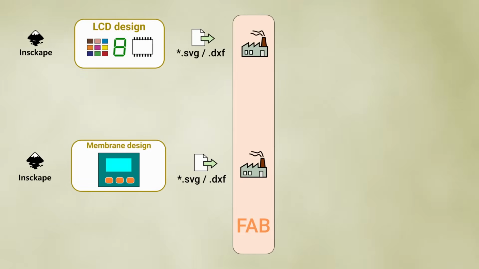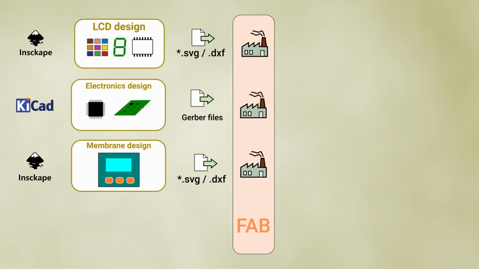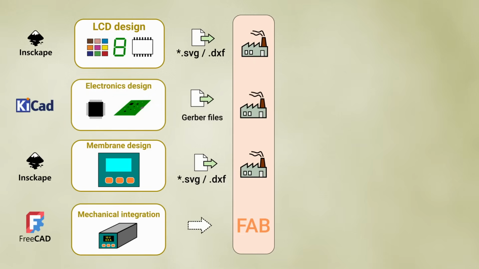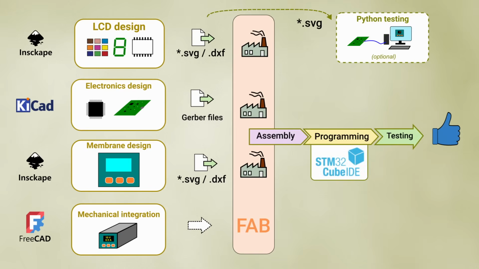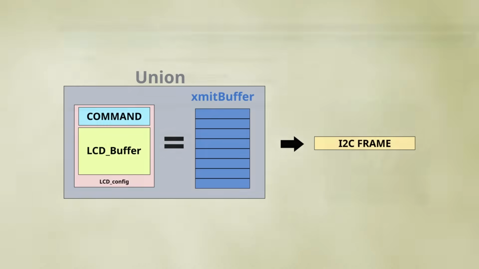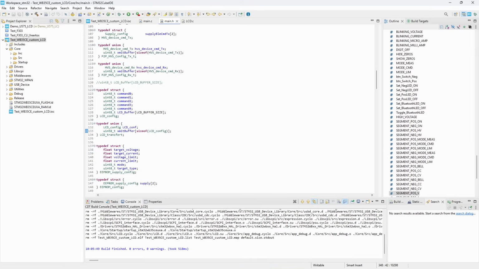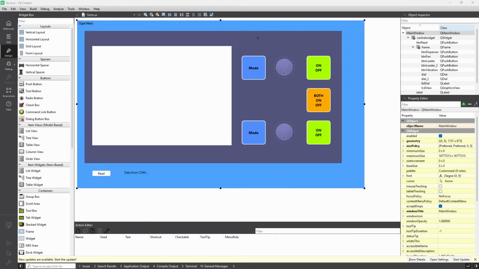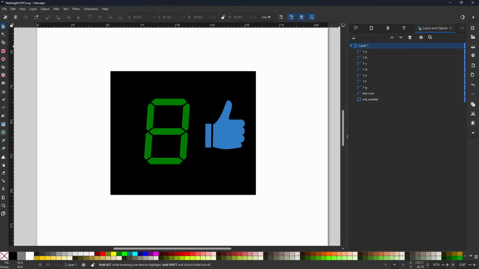Here's a quick overview of the workflow using open source software. You can design your LCD and switch membrane in Inkscape and export the SVG or DXF files to the manufacturer. Then, KiCad can be used for the electronics and FreeCAD for the mechanics. Once it's assembled, the last step is programming and testing the embedded software. I'll cover that in another video, where I'll also show an optional Python workflow you can use to validate your custom LCD design before sending it to manufacturing.